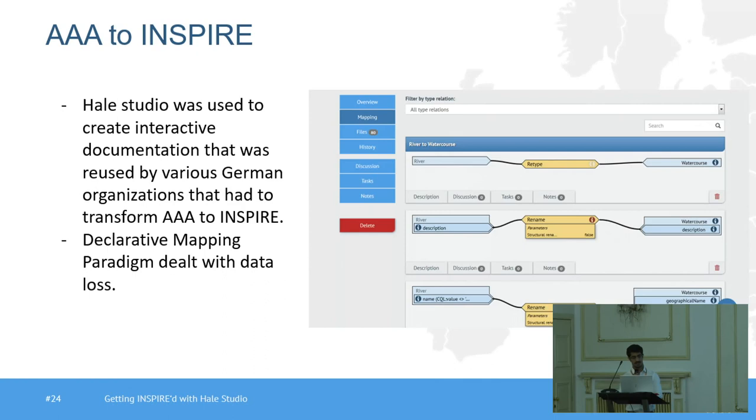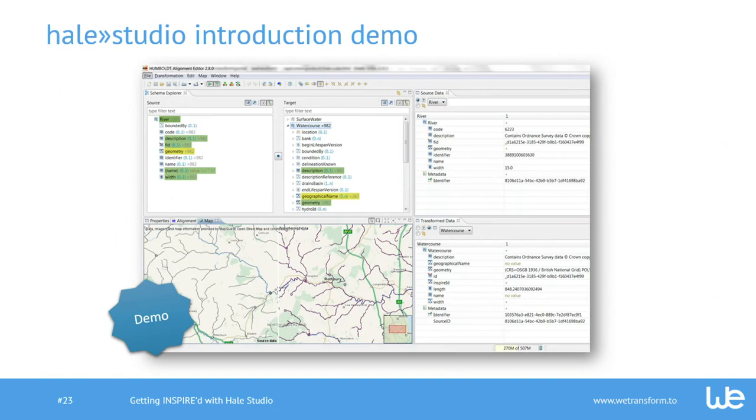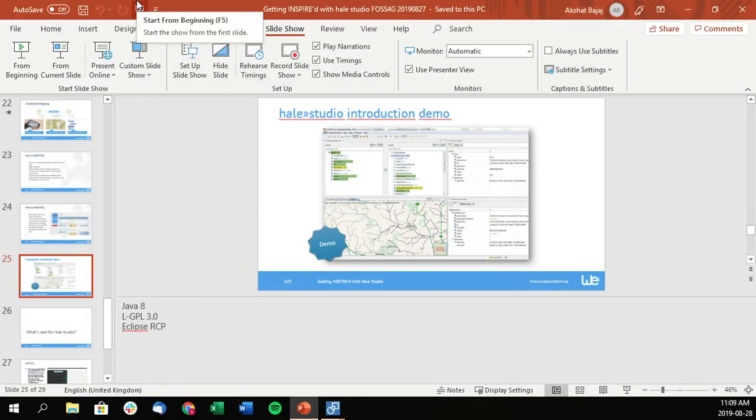We used Hale Studio, and the key here was the interactive documentation that was reused by various German organizations, so they could actually share the solution that they had. And as you can see on the slide over here, they could access the kind of mappings that were used for certain functions. The declarative mapping paradigm also dealt with the data loss that was caused by the split and merge functions. But, well, it's one thing to talk about it. It's another one to actually see it happen. So I'm going to do a little demonstration for you.